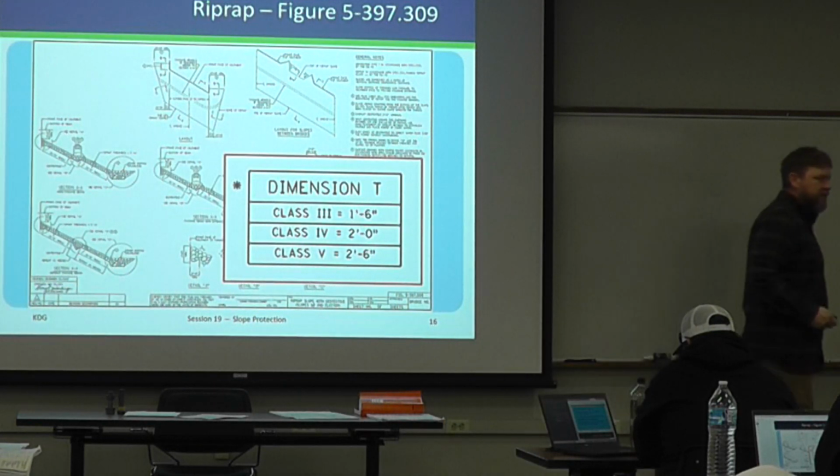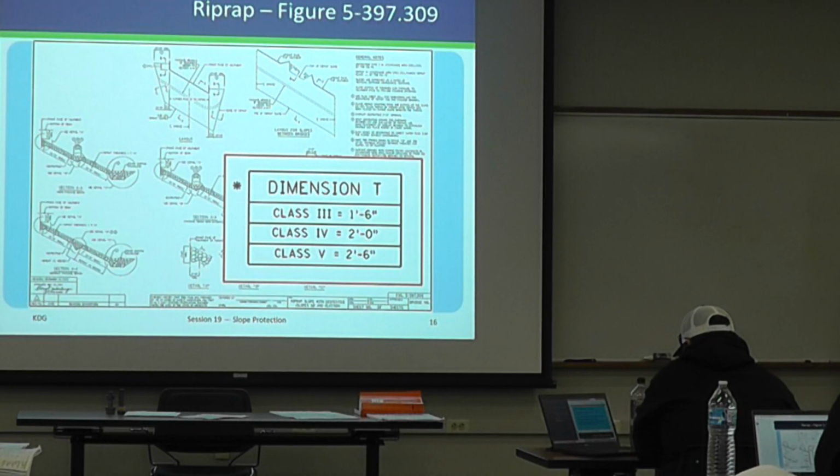So the front sheet will usually call out what class you have. So if you have a class 4, then you know that when you come back here, your thickness is 2 foot. That's what we'll be expecting the contractor to place.